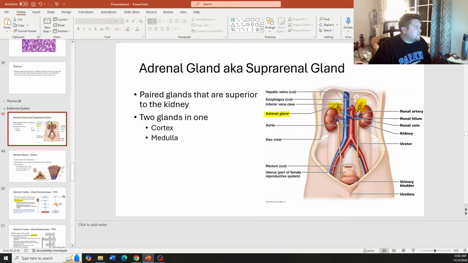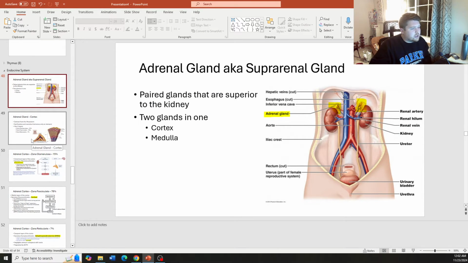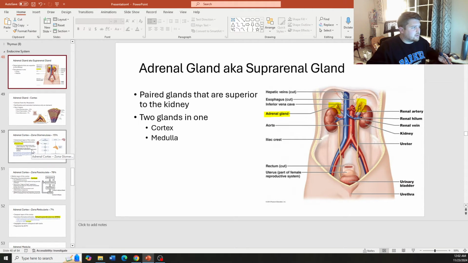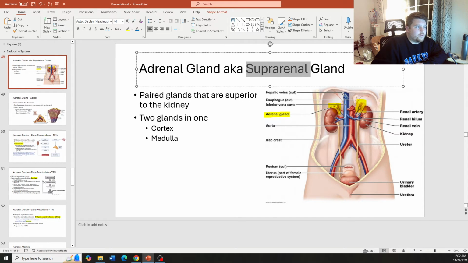So skipping the thymus, moving on to the adrenal gland. This is another one I really, really want everybody to focus and pay attention on, because this is going to come back so much. You're never going to hear the end of the adrenal gland through the entire time that you're in this program, and even after this. Okay? This is a paired gland that is superior to the kidney. Its AKA is suprarenal gland. Supra, above, renal, the kidney gland.